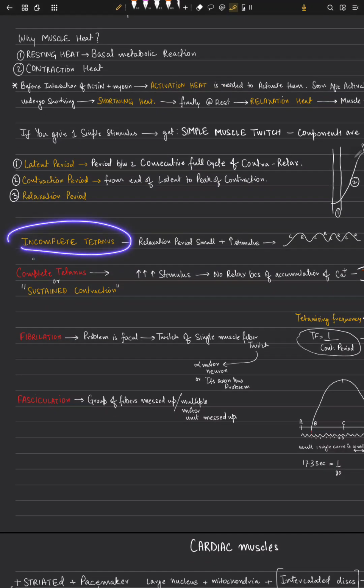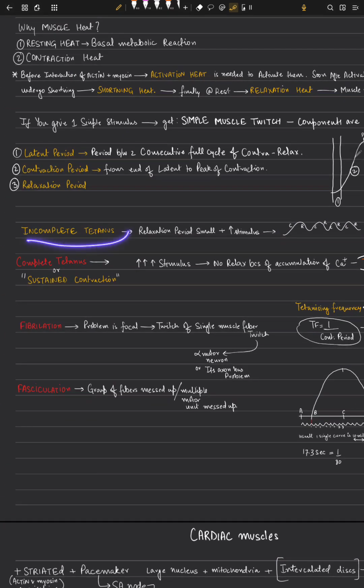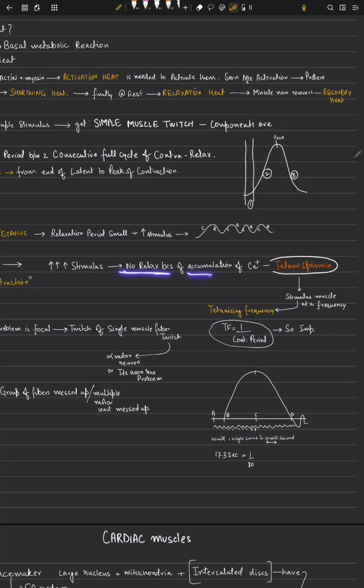What about incomplete tetanus? What is incomplete tetanus? The relaxation period gets smaller, right? The relaxation period is this small, and we increase the number of stimuli. So the contractions are increasing, but the relaxations are decreasing. So we call this incomplete tetanus. What is complete tetanus? The number of stimuli are increased. There is no relaxation because of accumulation of calcium ions. Why? Because of a toxin called tetanospasmin.